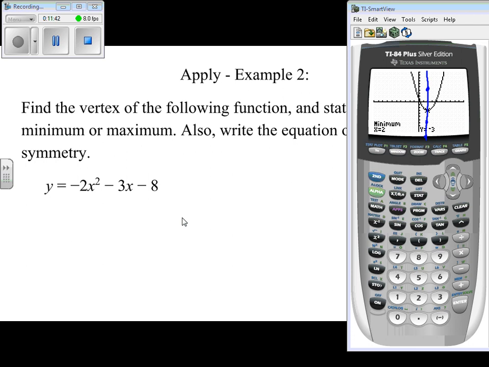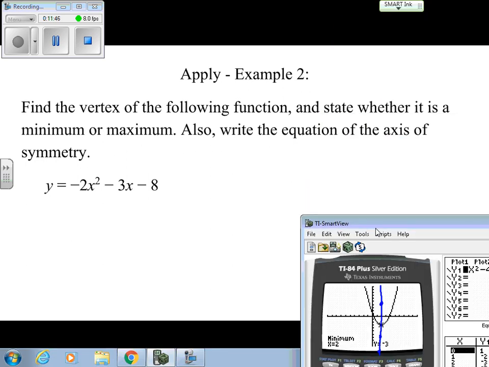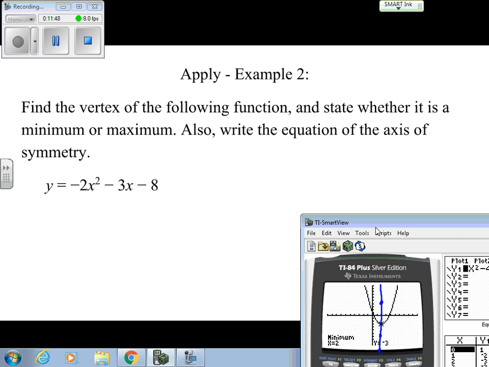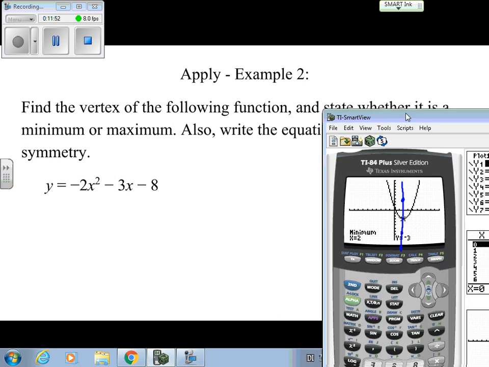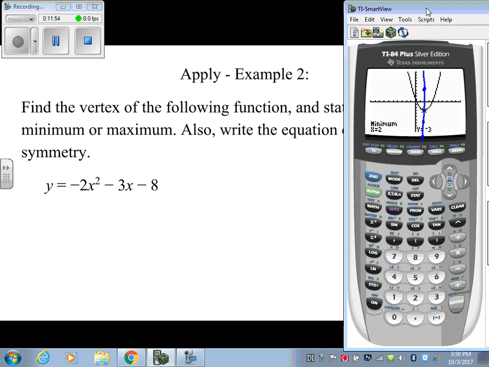So for this one, again, let me move the calculator just a little bit out of the way. I want to find the vertex of the following function and state whether it's a minimum or maximum. Also write the equation of the axis of symmetry. So basically the exact same thing that we were just doing over there.